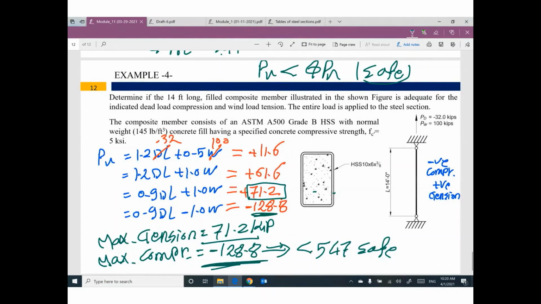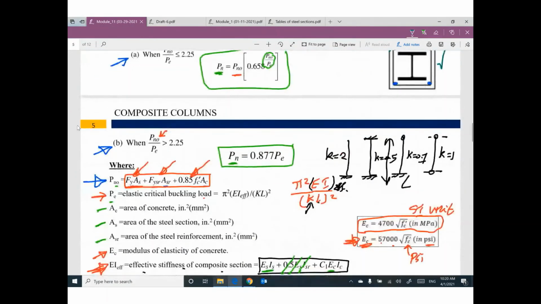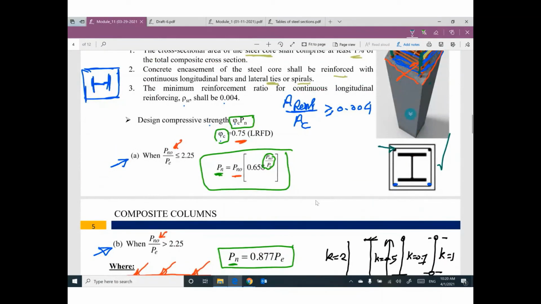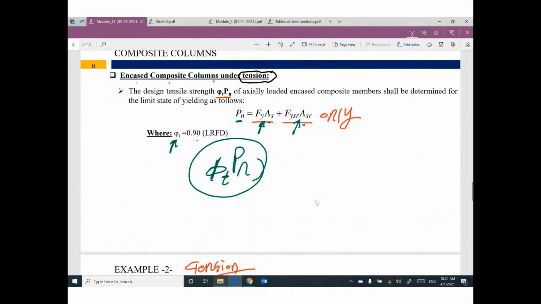So if you have a problem in your exam or your homework or in your life, you need first to figure out, do you think this column is an encased column? Do you have a steel beam embedded inside concrete? If this is the case, we need to follow these steps if the force is compression. If the force is tension, we need to follow this step if the column is encased but under tension.